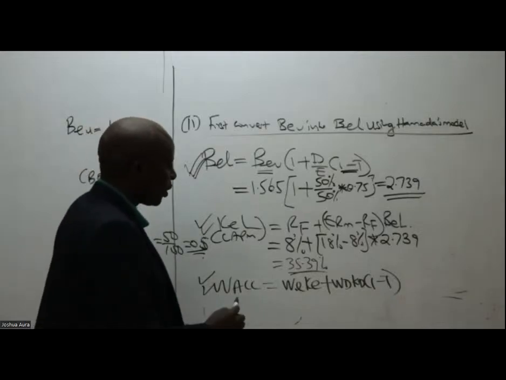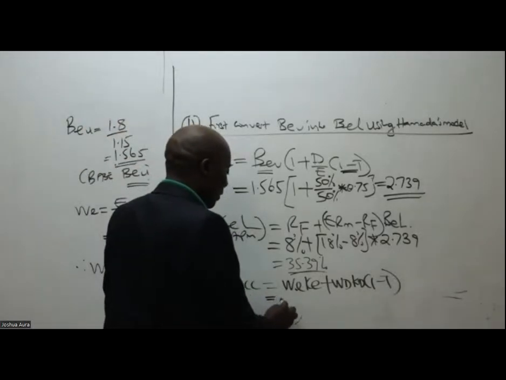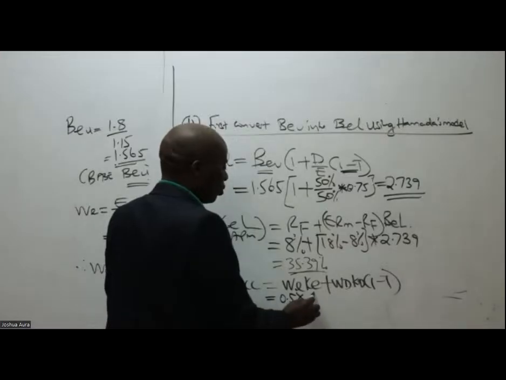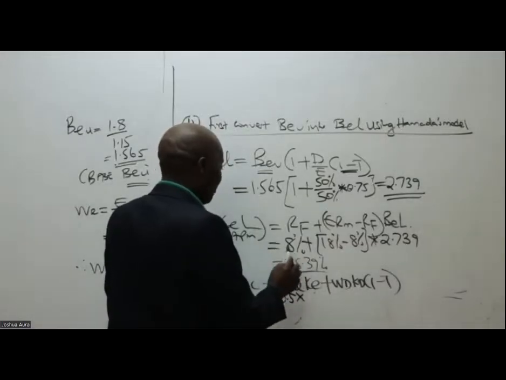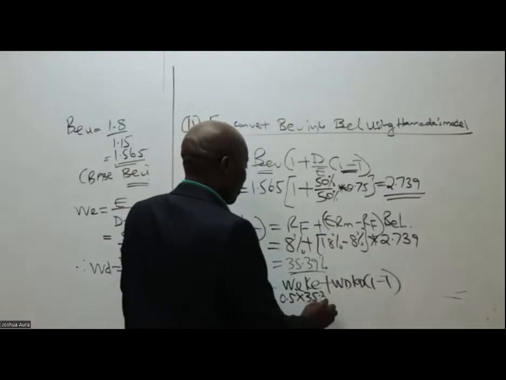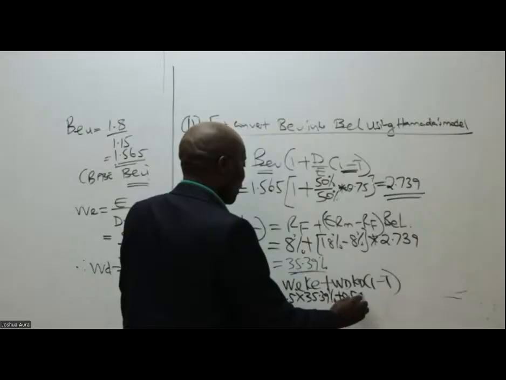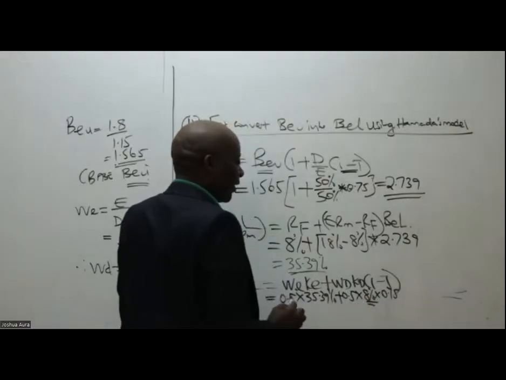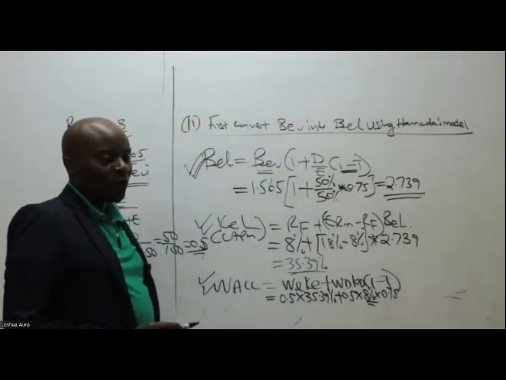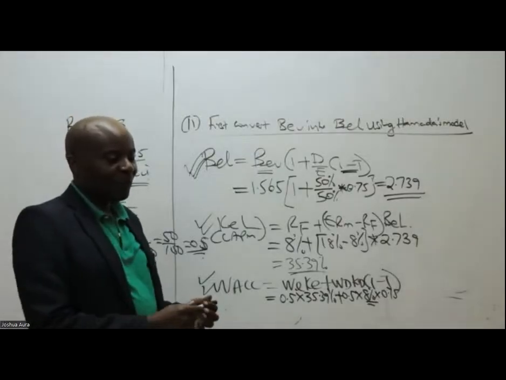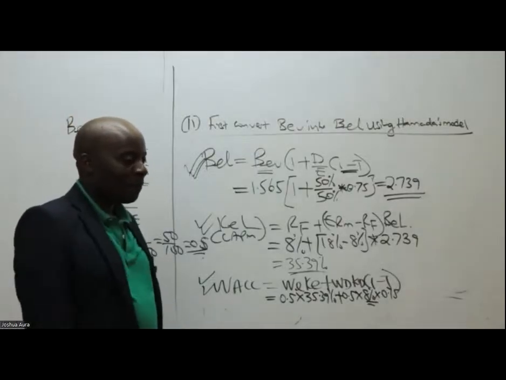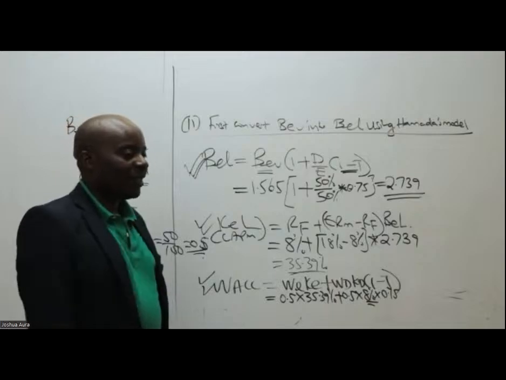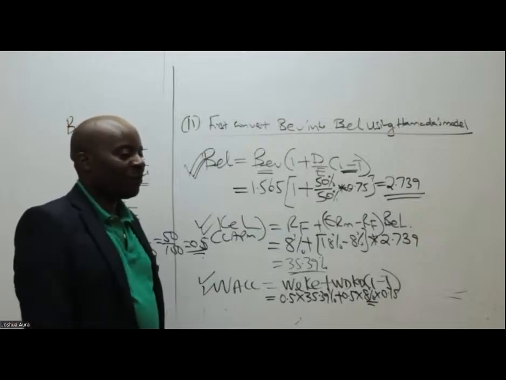Thank you so much. So the weight of equity, ladies and gentlemen, here is 0.5. The cost of equity is what we already have here, 35.39%. Weight of debt is 0.5 times cost of debt, which is 8%, times 0.75. I'm so sure you do not know where I got 8% from. Is there anybody who knows where I got the 8% from?